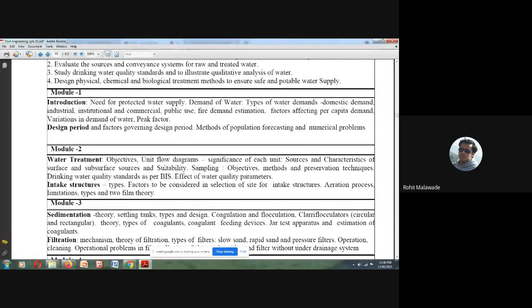Then we will also see what is sampling, what are the objectives of sampling, right? And then the methods of preservation, the technique, how whatever water sample we collect, we need to preserve it. Sampling, why we do it: suppose I want to check the water quality brought from XYZ place, there is a procedure to bring that water sample to the lab in order to test what the different drinking water quality parameters are.